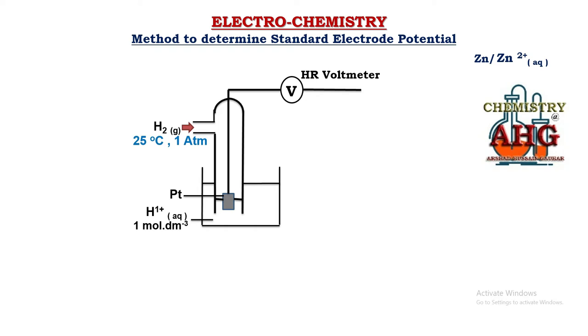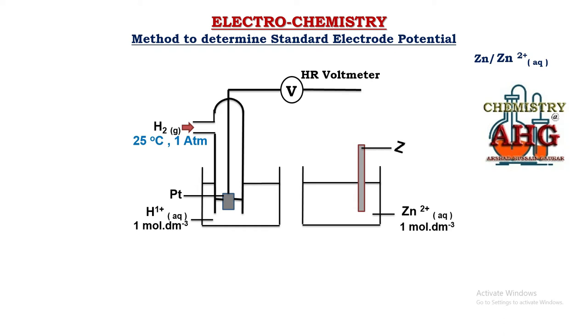Now let's place the zinc half cell on the other side. How will you construct the zinc half cell? You can take a beaker and a zinc ionic solution having a concentration of 1 mole per dm cube. Zinc is a metal, so we can dip in zinc metal, and this zinc metal rod or electrode can be connected to the other terminal of the voltmeter.